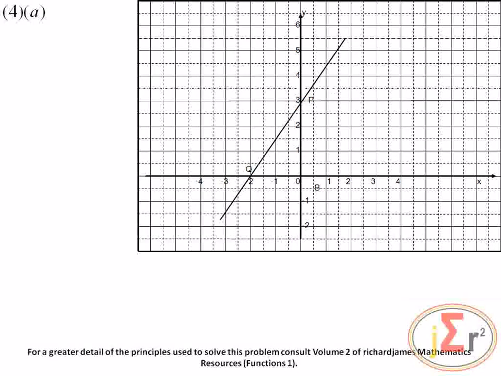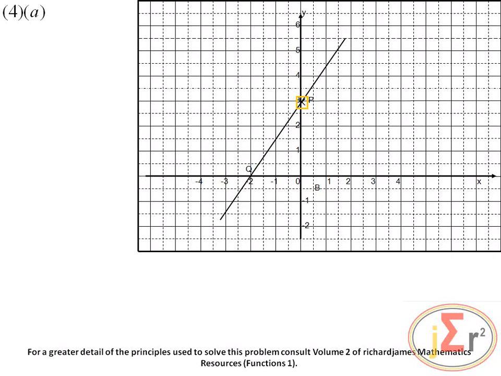This line is passing through 2 points, P and Q. We need the coordinates of P and Q. P, the first point, crosses the y-axis at 3. Therefore, the value of x, or the x-ordinate in that particular case, will be 0.